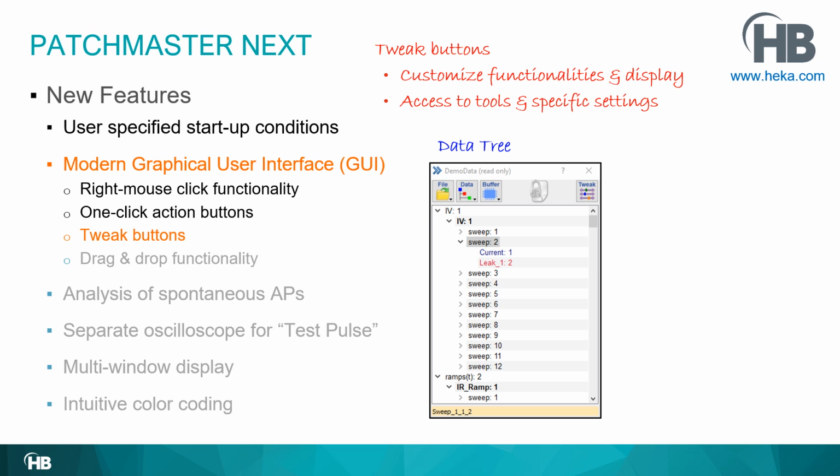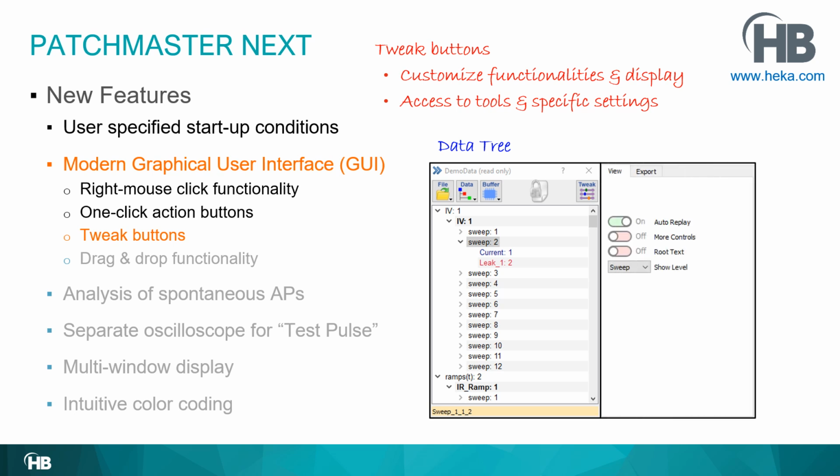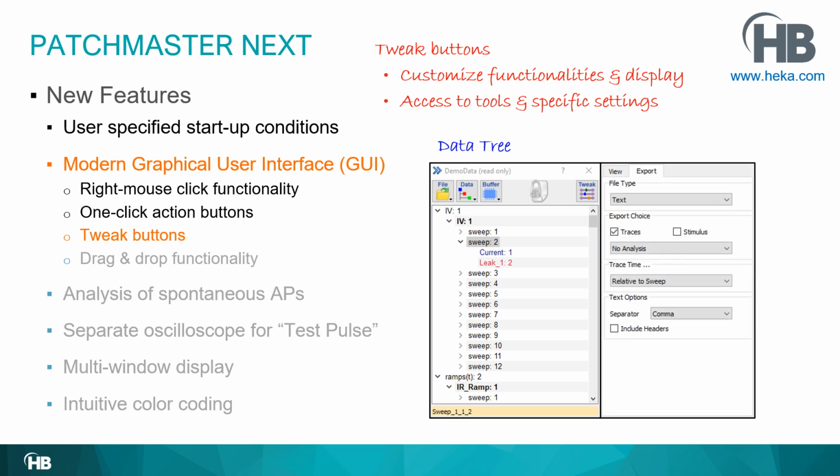Then, like I said, depending on the window, the tweak buttons have different kinds of functionalities. If you press the tweak button in the data tree window, you have 2 options here. Again, a view option where you can modify the view of the window itself, what is available on there. And then there's the export tab, where you can specify the export format of the data.